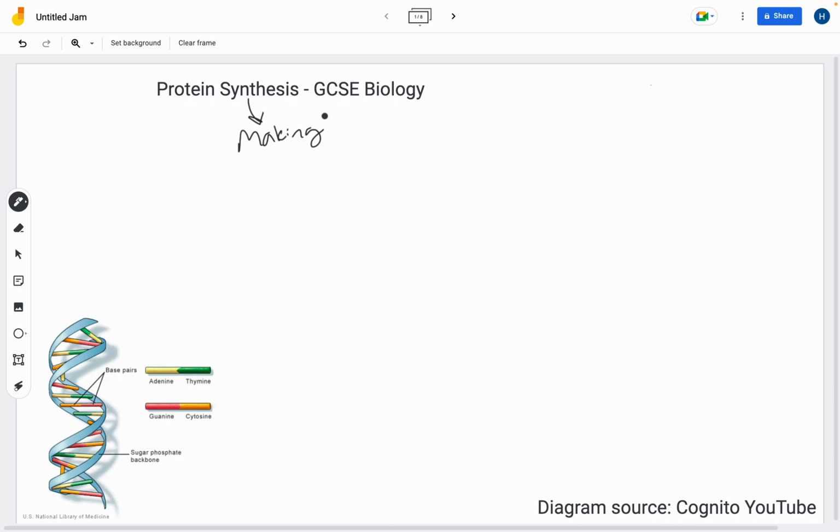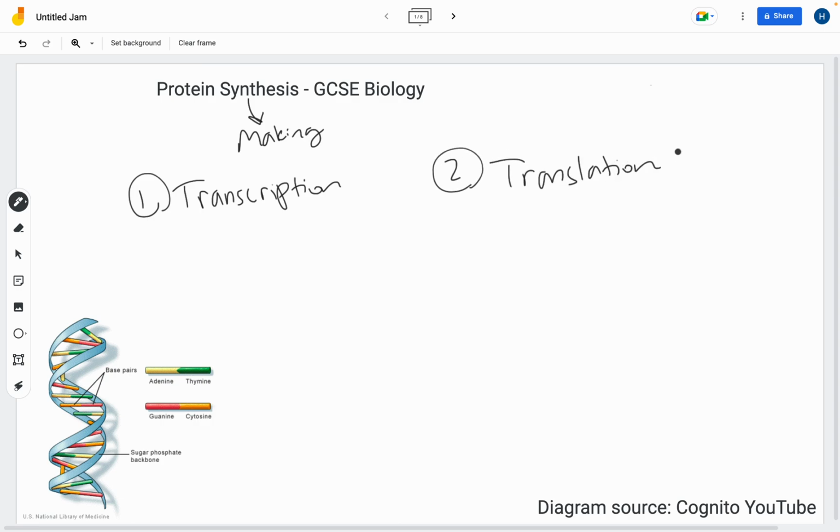So we can split protein synthesis, so the process of making proteins, into two main stages. We have stage 1, which is called transcription, and we have stage 2, which is called translation. So you could imagine transcription and translation as two different things.